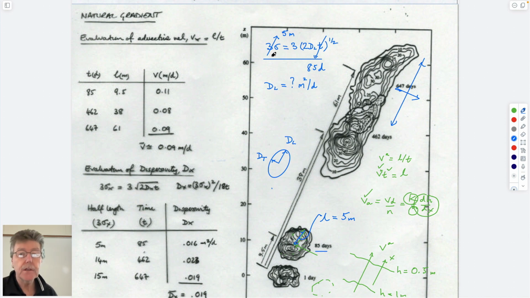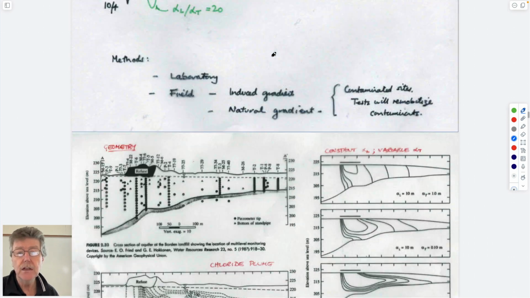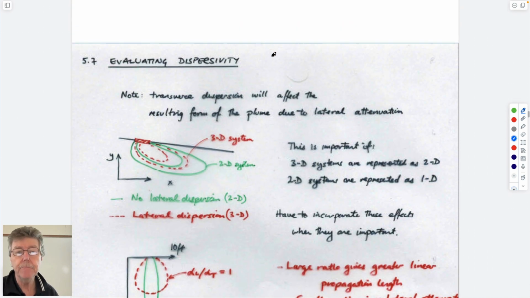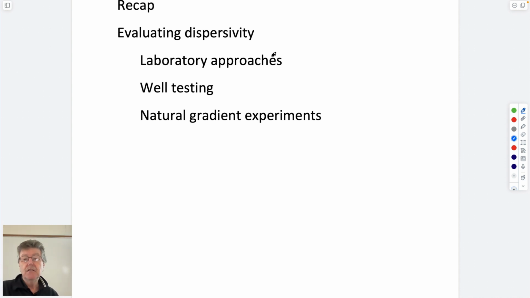So next time, we'll talk a bit more about this. We'll talk about what experiments we can do in situ to be able to figure out exactly what that dispersion coefficient is. And actually, we'll find out that, well, I won't spoil the surprise. Let's leave it for next time.